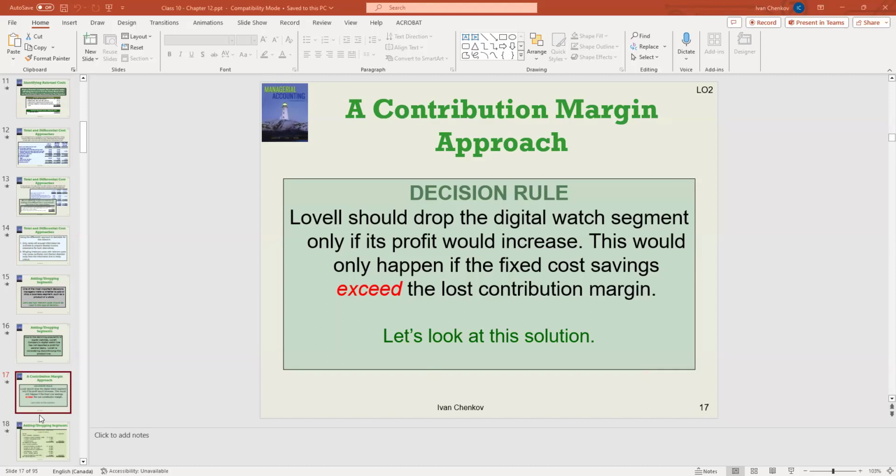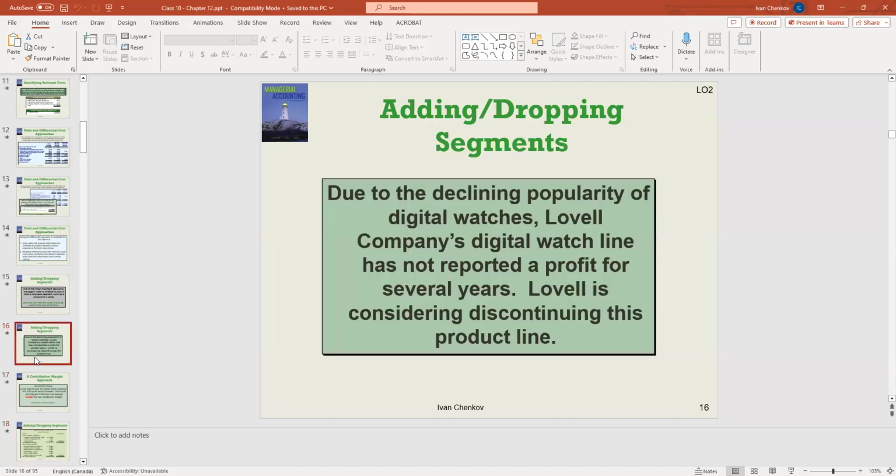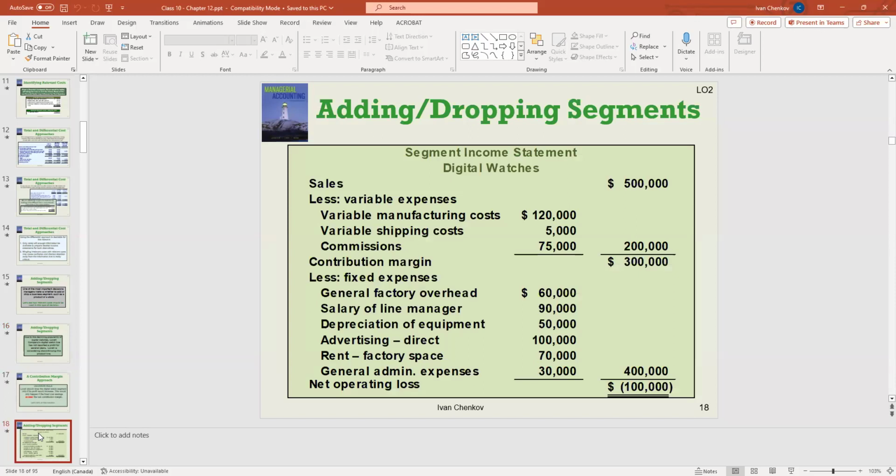So let's go now with our example here. Our example shows that segment of digital watches. Remember, they're losing 100. They're in the loss. This company has been reporting losses for several years. We're trying to figure out should they get rid of it or should they keep it. This is the statement that they prepared.